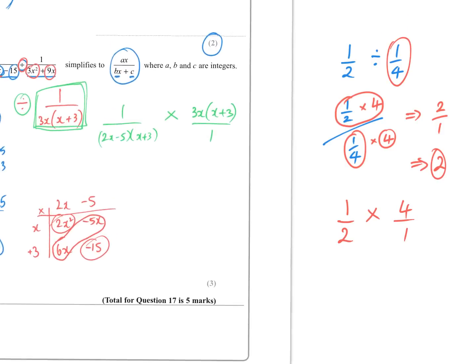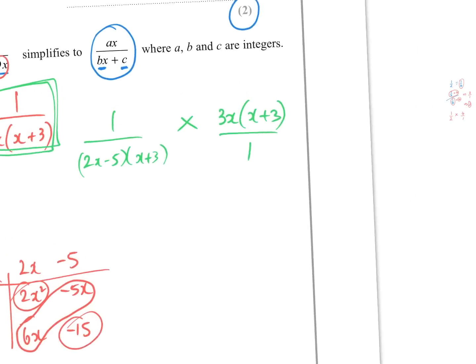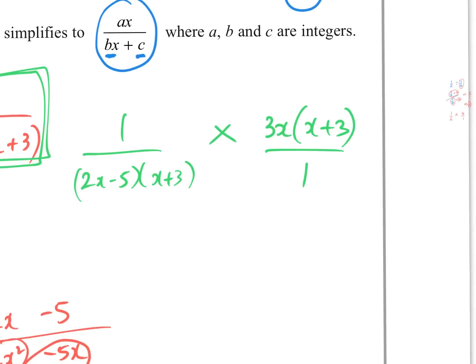So because we know that, we can have a little look here. Yes, I can see something that cancels. So x plus 3 here and an x plus 3 here. Why does that cancel? Well, because on the top here I have 1 multiplied by 3x multiplied by x plus 3.